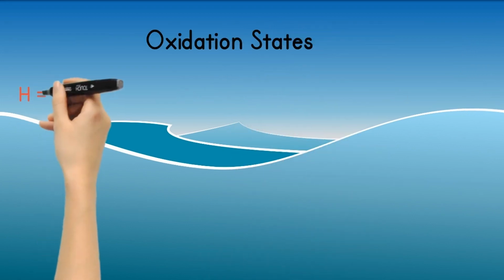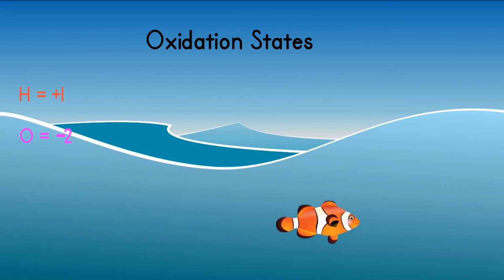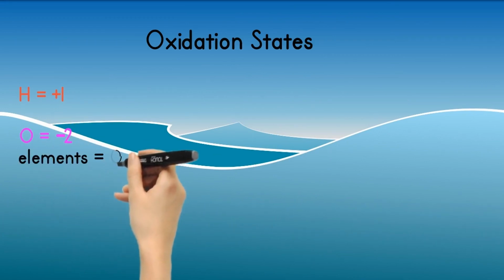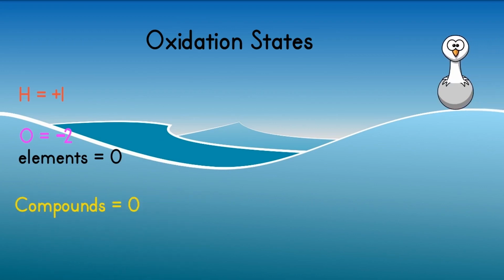Oxidation states can be used to track redox. Rules to know: hydrogen is +1 in compounds. Oxygen is -2 unless in hydrogen peroxide, where it is -1, and elements and compounds are 0.